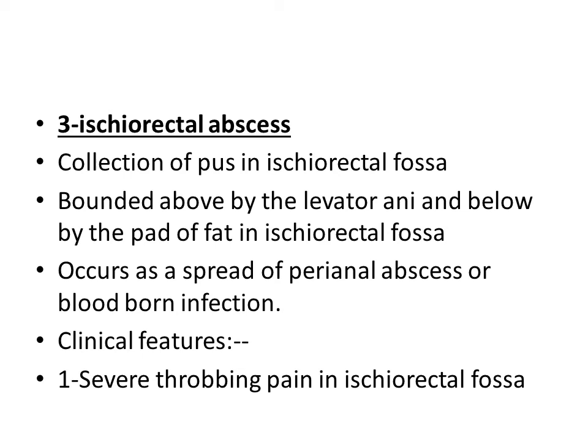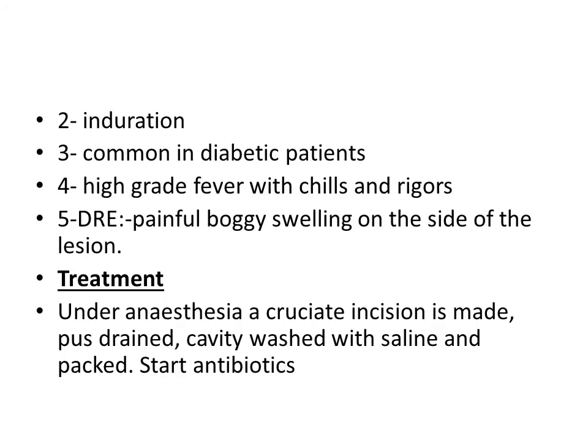Clinical features. There is severe throbbing pain in ischiorectal fossa. There is an indurated tender mass felt in the perianal region. It is common in diabetic patients. Patients usually have high grade fever with chills and rigors. Digital rectal examination, a painful boggy swelling may be felt on one side of the anal canal or rectum.